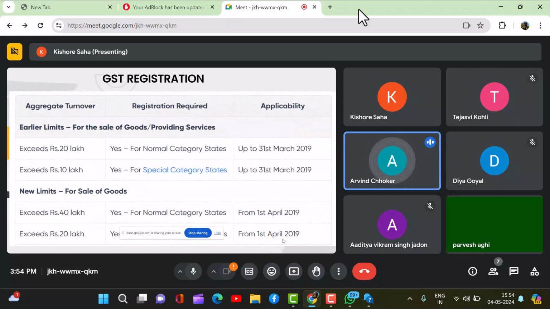So, GST registration. Here we will talk about the people who need to register for GST. All companies or persons whose aggregate turnover exceeds 20 lakh need to register for goods and services both. For some special category states, people whose sales exceed 10 lakh need to register. But after the 2019 rule change, for the sale of goods the limit has gone up to 40 lakh. For services, it has remained the same at 20 lakh. And for special category states, for goods, if it exceeds 20 lakh, then you need to register for GST.